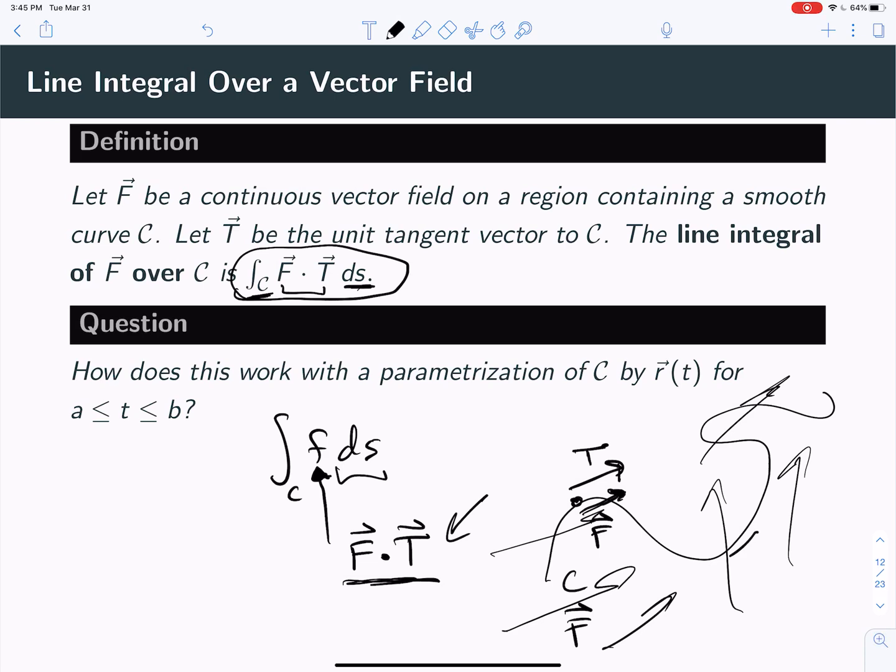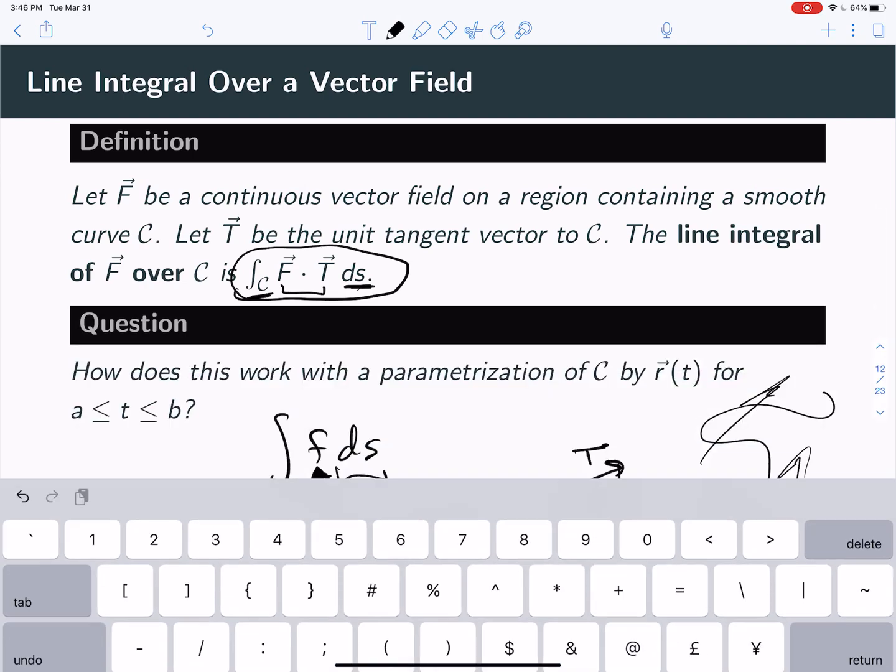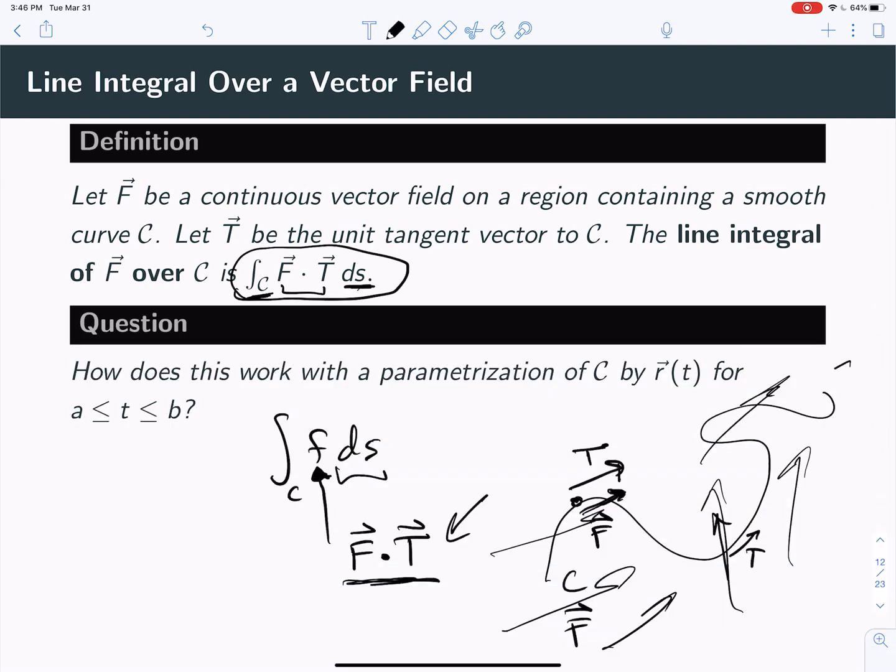But if you're going this way and the wind is blowing this way, then when you dot product it, you could get 0 if the wind isn't pushing you at all. Or if the wind's blowing this way and you're going this way, then you could get a negative dot product. So what this is doing is it's adding up all the contributions of the vector field in the direction of travel. Okay?